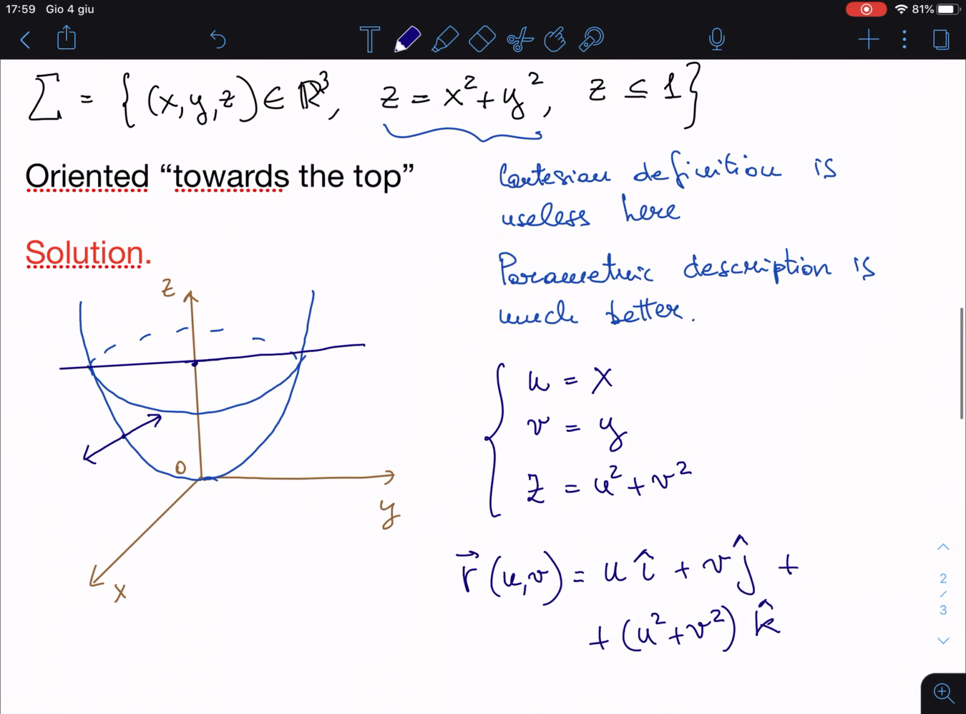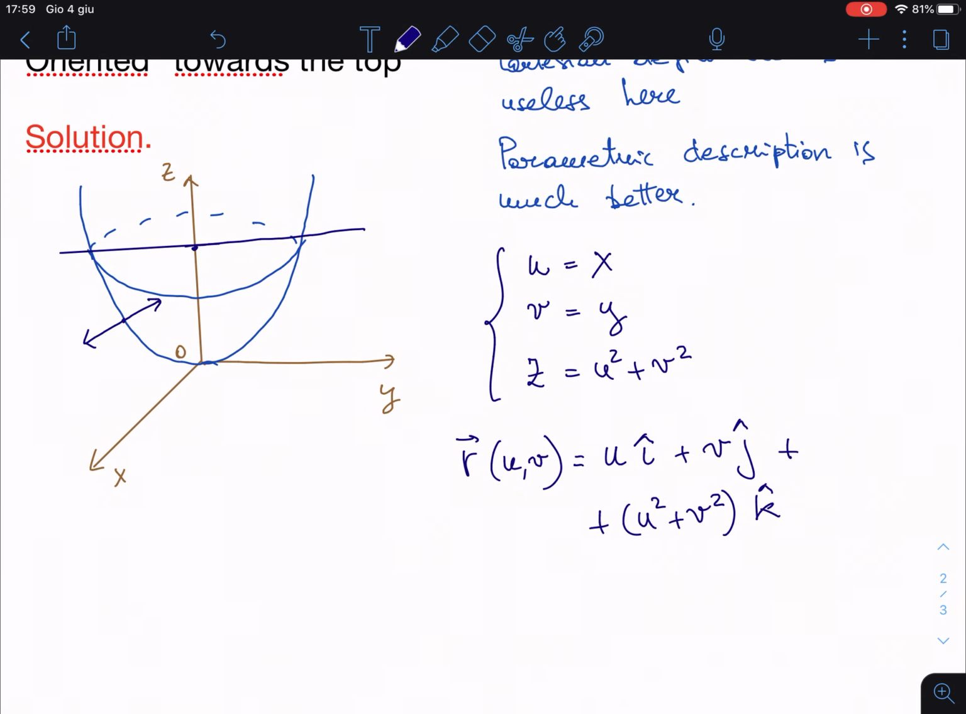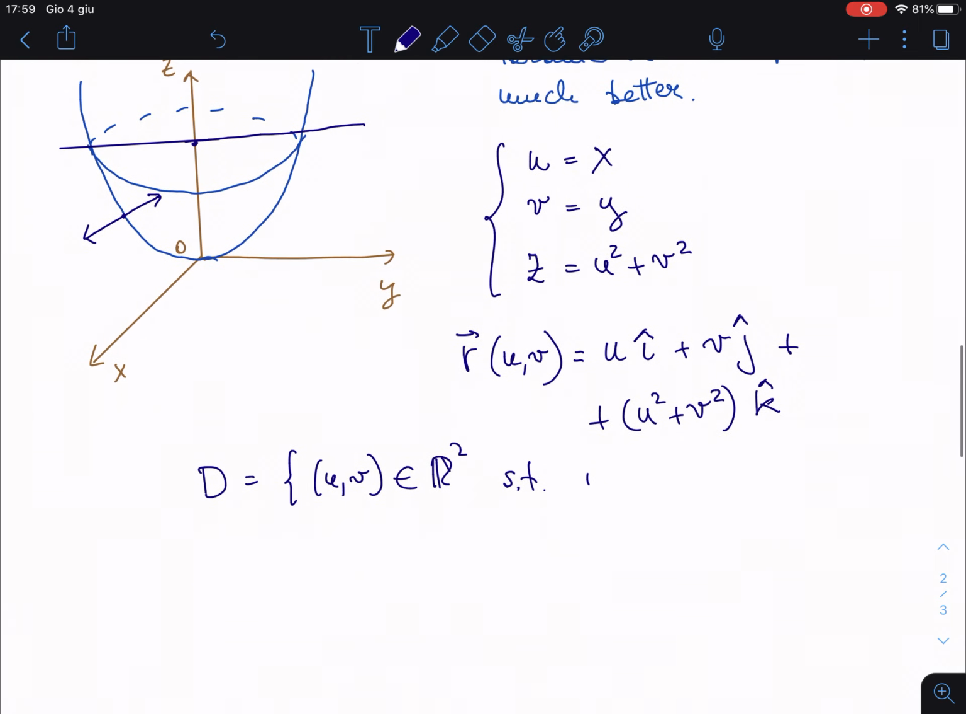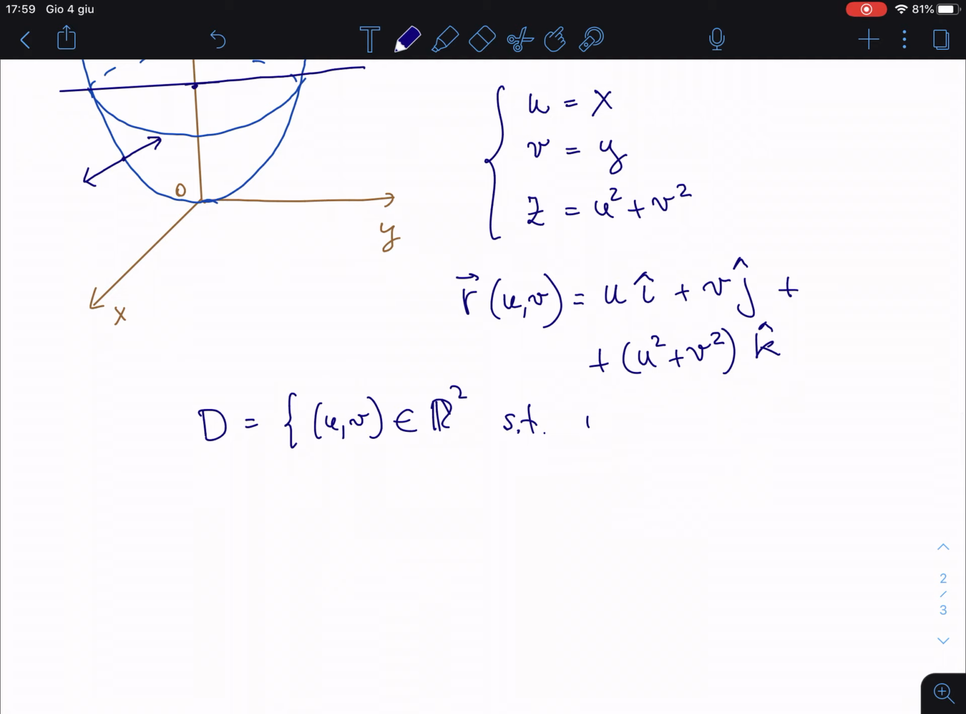And this means that the domain of our parameterization must be the set of all couples uv in R2 such that u squared plus... oh sorry, there is a problem here.